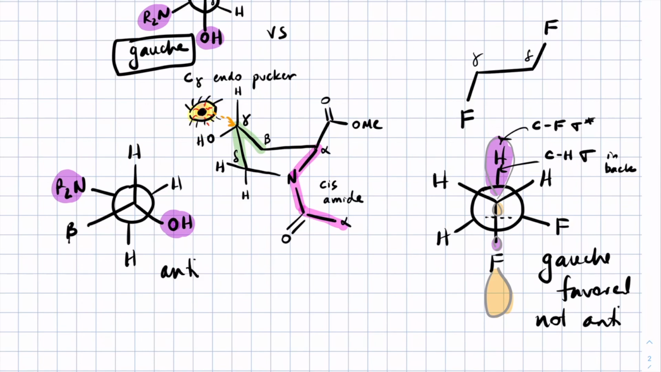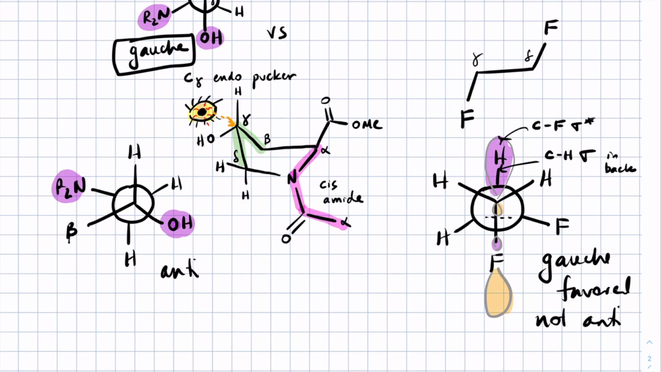Yeah, go ahead, Kim. I would assume that the carbon-hydrogen sigma is lower in energy, and so you're going to net be more stabilized in energy when it overlaps with the carbon-hydrogen than with the carbon-fluorine. Okay, so you're saying that you expect the carbon-hydrogen bond to be lower in energy than the carbon-fluorine bond. Okay.